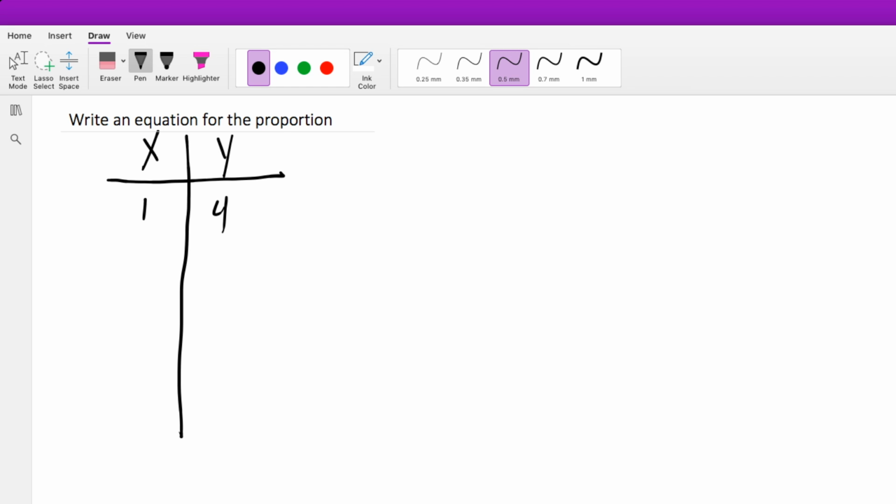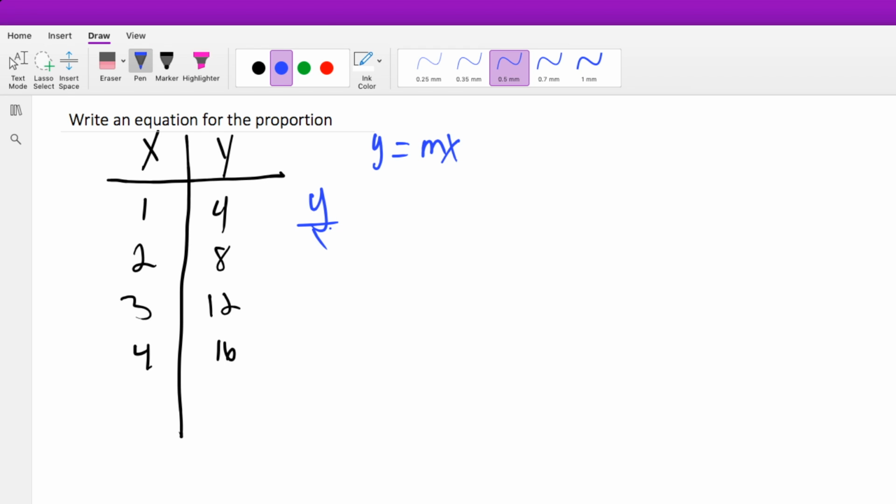1 and 4, 2 and 8, 3 and 12, 4 and 16. How do we write the equation for the proportion? We need it in the format y equals mx. We get y over x to find our slope. 4 over 1 equals 4. 8 over 2 equals 4. All of these are going to give us 4.